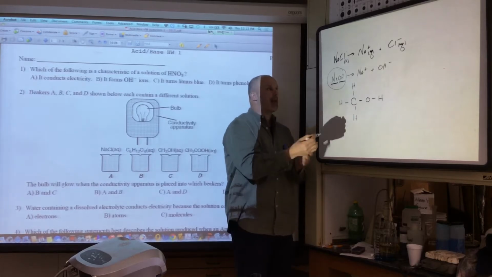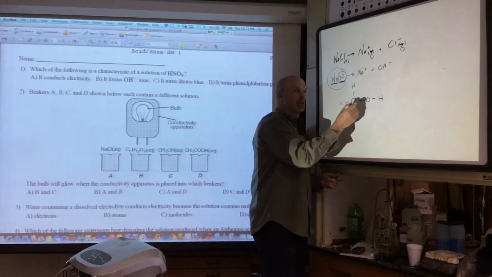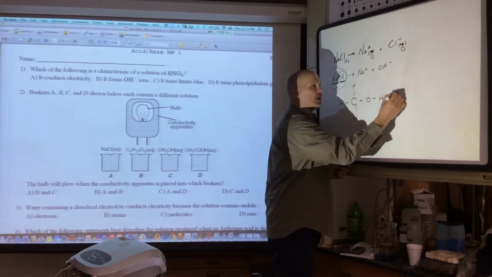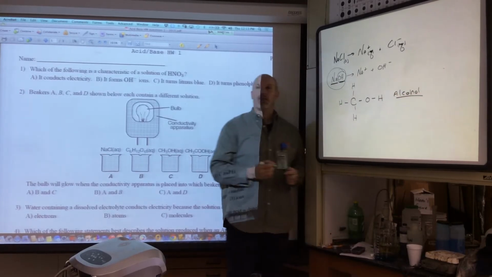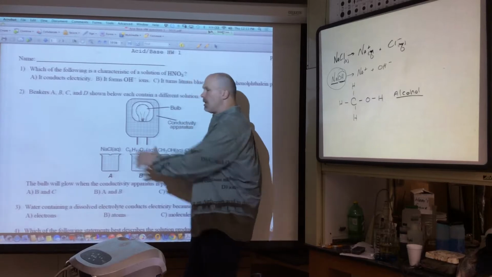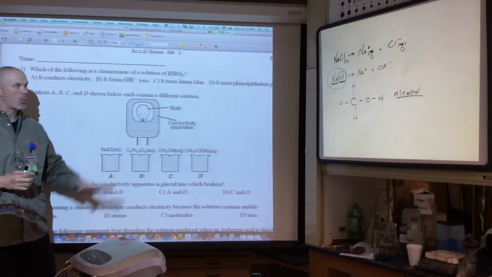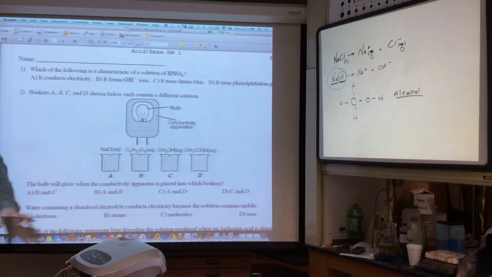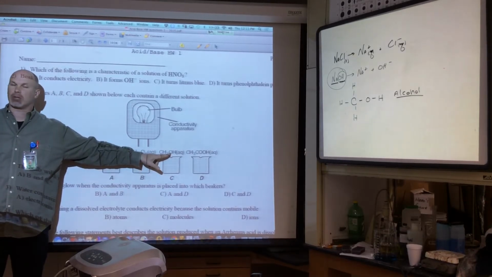A positive with a negative. This is a polyatomic ion. This is not. This is just O bonded to H bonded to C. This is an alcohol. The Regents loves to throw alcohols into these questions for you to pick, thinking they're bases. We're going to work with alcohols when we get to organic chemistry, but I have to show you that this is not a base. This does not dissociate to hydroxide.